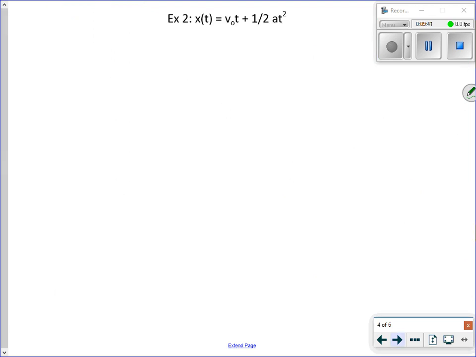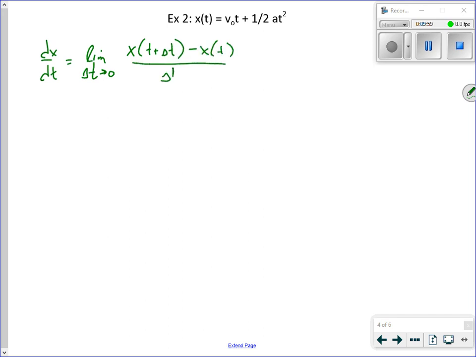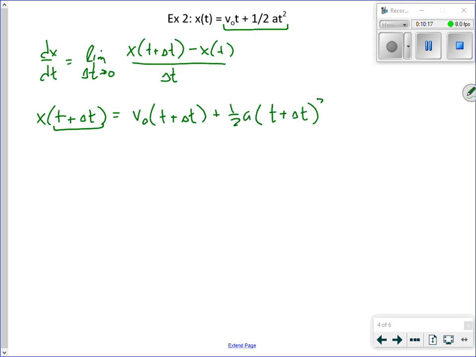We can do it with the entire kinematics equation if we want, right? We can say if that's x of t, then dx/dt is by definition the limit as delta t approaches 0 of x final minus x initial over delta t. So I say that x final is, well, I use this function, but every time I see a t, I put in t plus delta t. So that's v naught (t plus delta t) plus 1/2 a (t plus delta t) quantity squared.